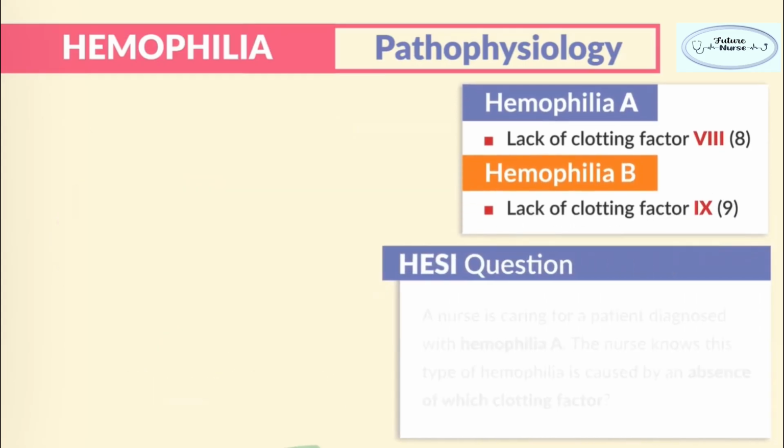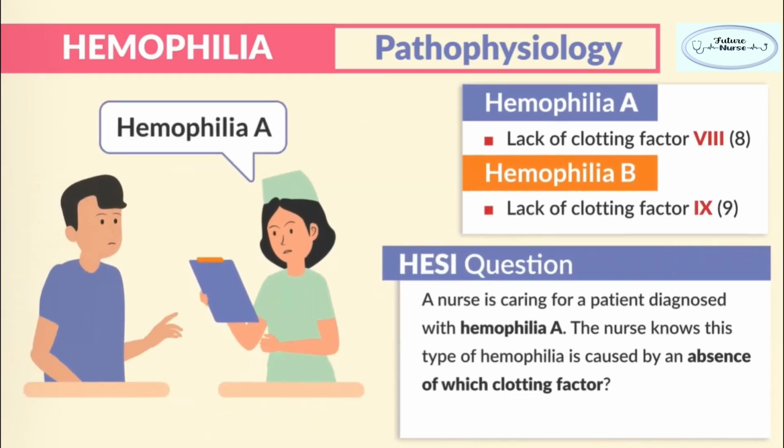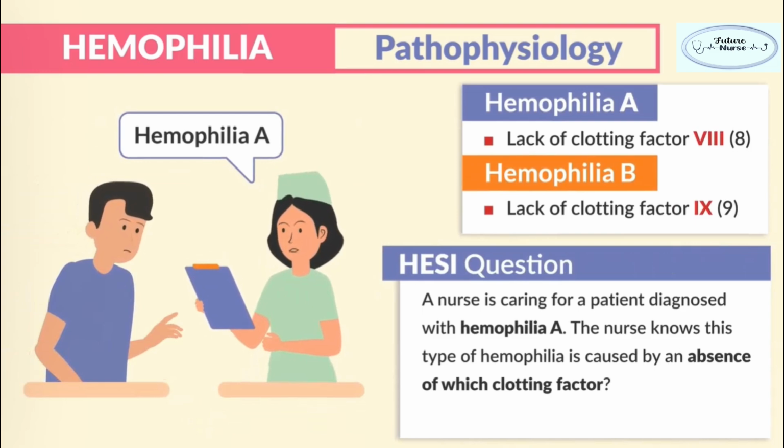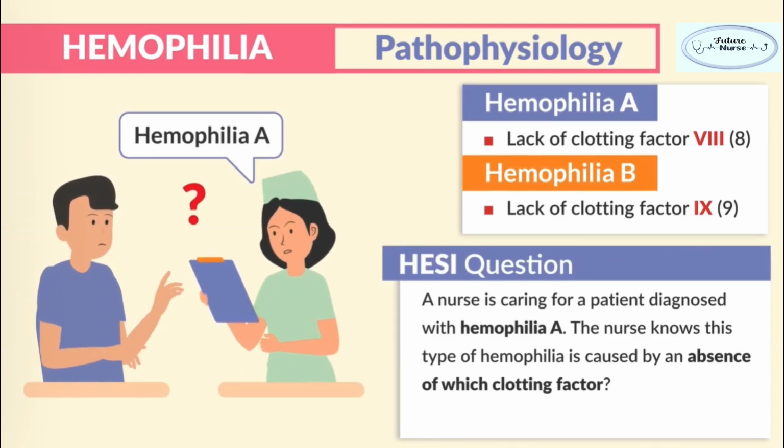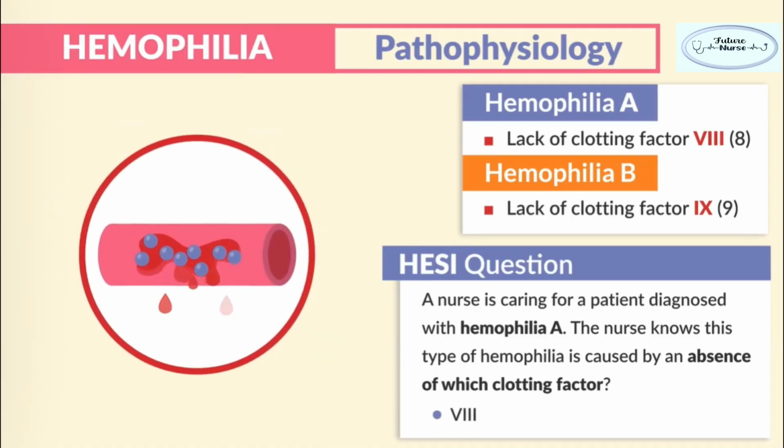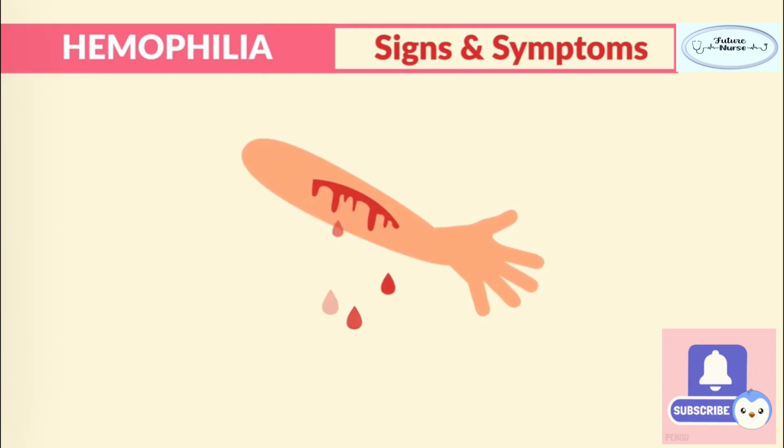So Hesi mentions, a nurse is caring for a patient diagnosed with hemophilia A. The nurse knows which type of hemophilia is caused by an absence of which clotting factor. 8. Now, as far as signs and symptoms, we just have excessive bleeding, as you know.